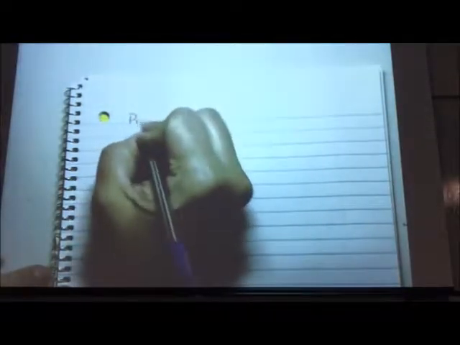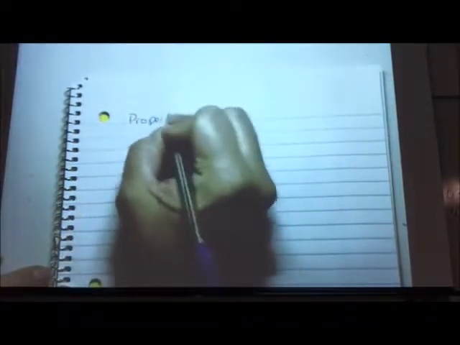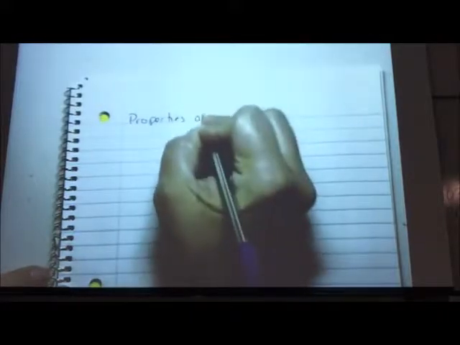The notes for this lesson are the notes that you're going to be using for both days that I'm not going to be here. So these are the notes for properties of exponents.